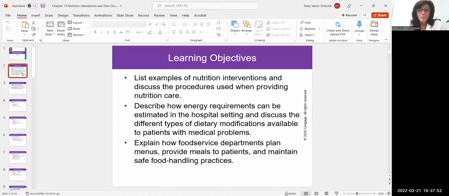In this chapter, we are going to list examples of nutritional interventions and talk about procedures that are used when we provide nutritional care. We're going to talk about how we can estimate a patient's energy requirements in the hospital setting and what kind of dietary modifications we have available, things like pureed diet or mechanical soft, to modify those diets to fit the needs of the patients, and how the food service departments plan menus, provide meals, and maintain safe food handling practices.